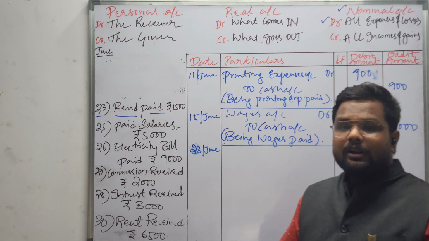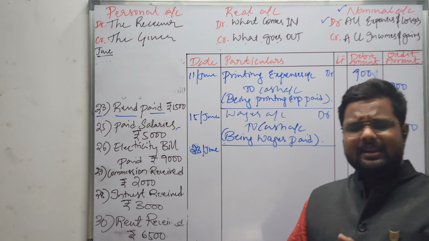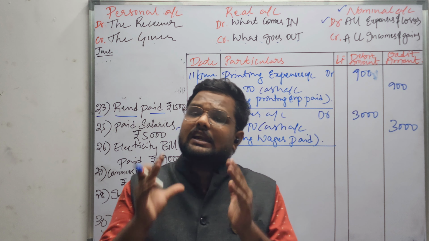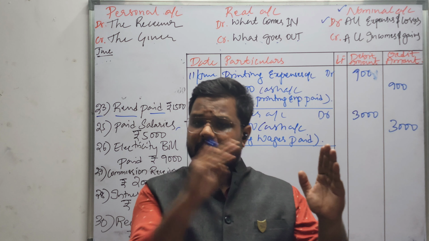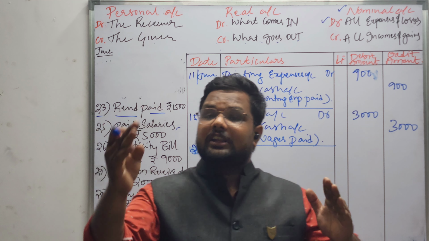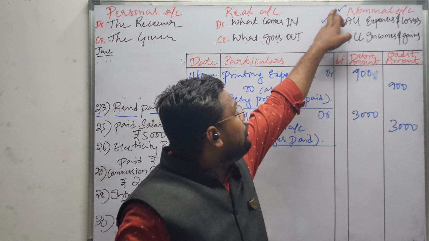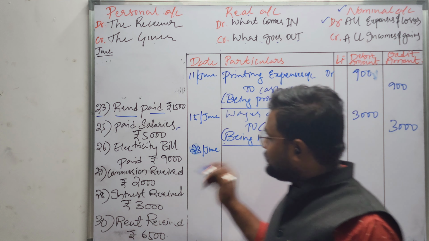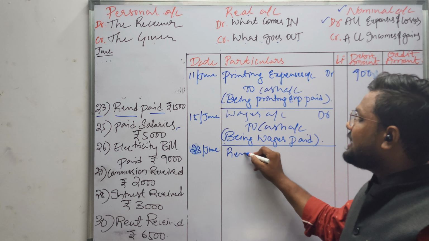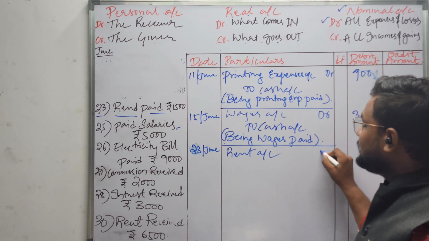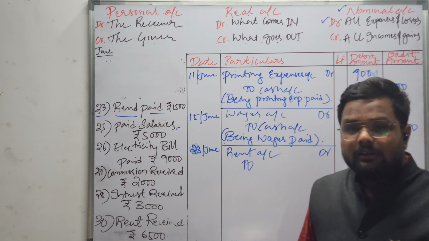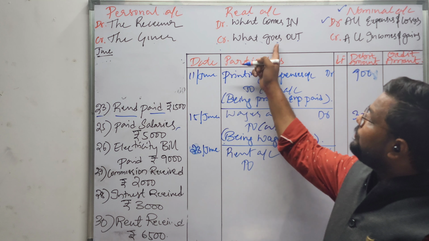We are paying 1500 rupees. Now, is rent an income or expenditure for us whenever you are paying rent? Expenditure, definitely. So, what is the rule for expenditures? Nominal account says debit all expenses. So rent should be debited. Rent account debtor to. Now what should I credit? Credit what goes out.